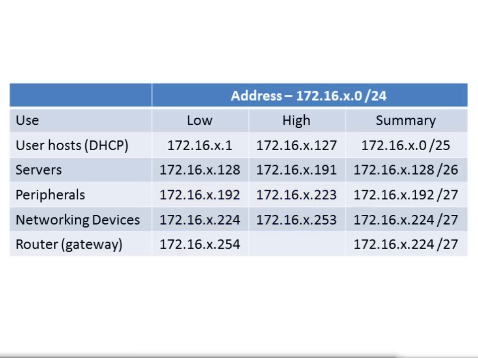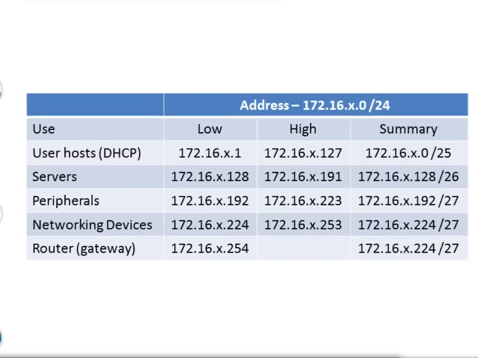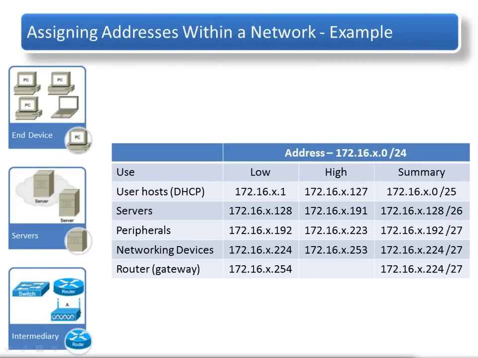Each summary address per group is shown in the last column. You will learn more about the summary addresses in later courses. For now, a single rule can be created using a summary address rather than individual rules for the address of each device. This allows the device to have fewer security rules, which greatly streamlines the security function.